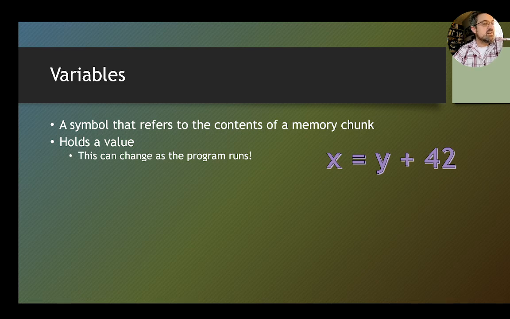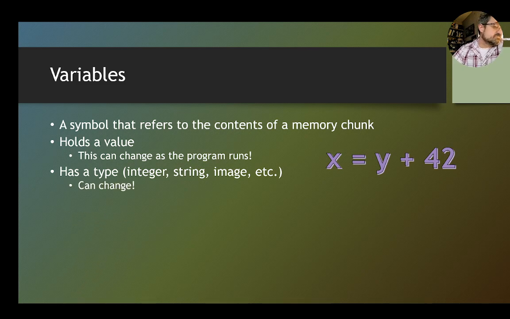While the program's running, that variable can change. So if you initially have 10 being stored in X, and then I add one to it, it'll now hold 11. It has a type associated with it. Kind of mentioned this already. A little bit unique to Python, that type can change. So if you were storing an integer in a variable, but then store a string in it, now it's a string variable, and that's okay.